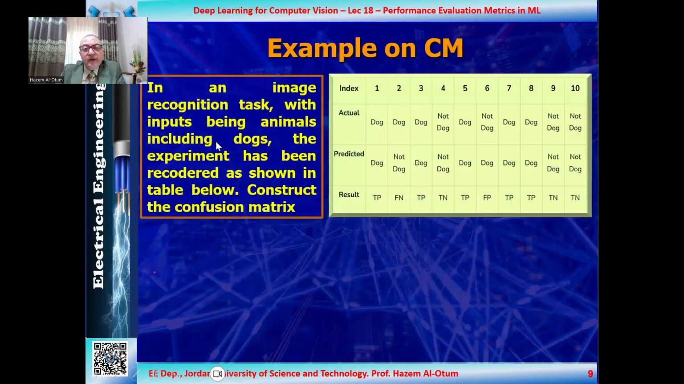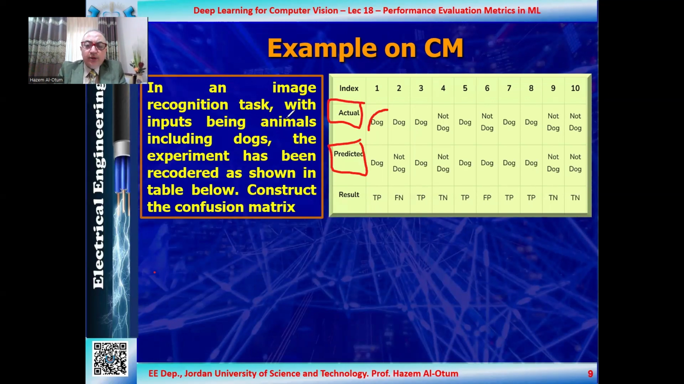Let's have an example on the confusion matrix. In an image recognition task, we have inputs being animals, including dogs. So we have a dog, not a dog, dog, not a dog. The experiment has been recorded as shown in this table, and we now want to construct the confusion matrix. If you look at this table, you can see that this is the actual and this is the predicted.